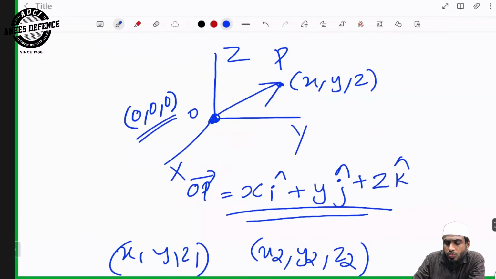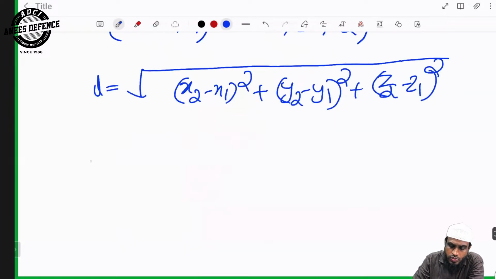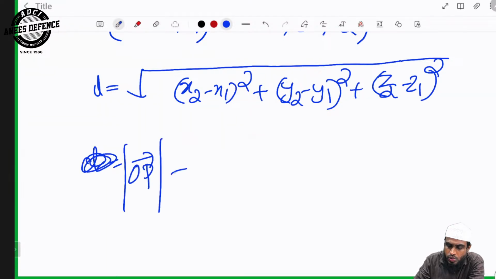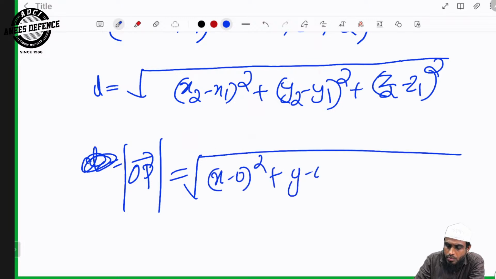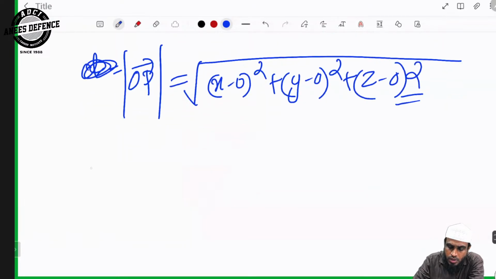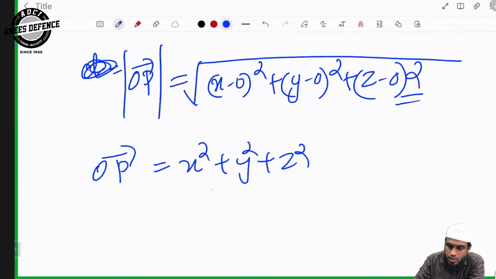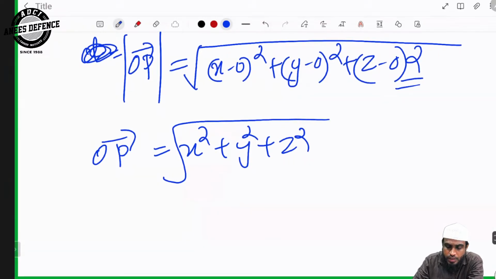Here x2, y2, z2 can be considered as x, y, z, and x1, y1, z1 can be considered as 0, 0, 0. So the magnitude of the vector OP is equal to root of (x minus 0) the whole square, (y minus 0) the whole square, (z minus 0) the whole square. So you will be getting OP equal to root of x square plus y square plus z square. That is the length of the vector OP.